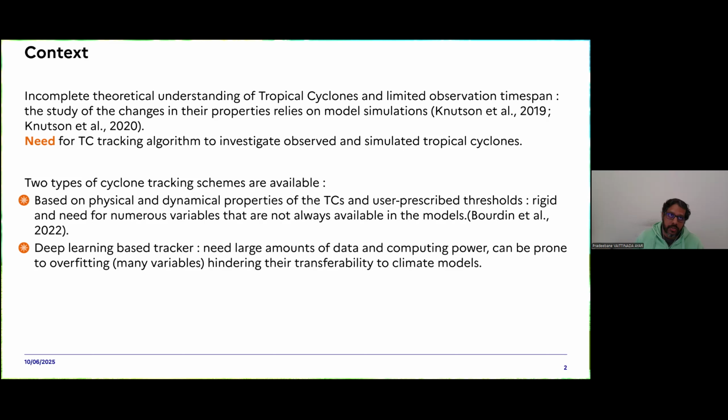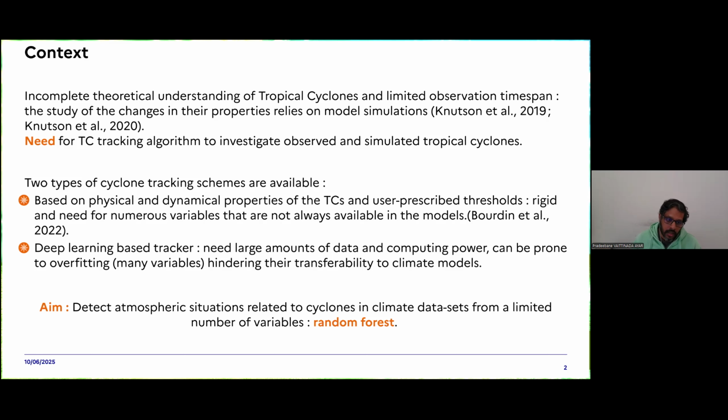It's also a bit contradictory because we need a lot of data and we actually have very few tropical cyclone data. So it's a bit contradictory to use that, in my opinion at least. So here I want to use a very well-known algorithm, which is random forest, and to track the cyclones with a limited number of variables.